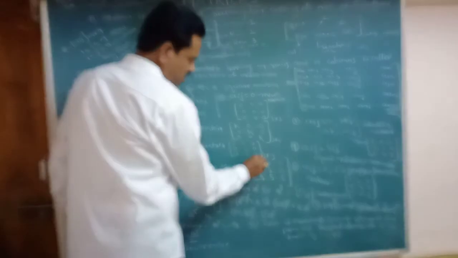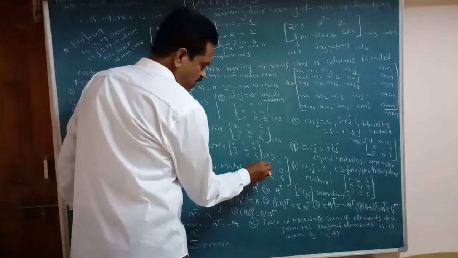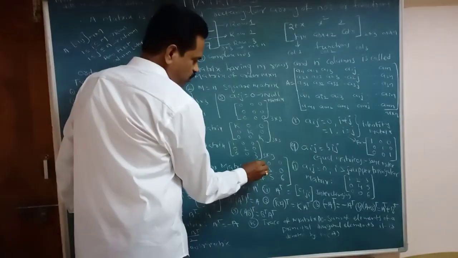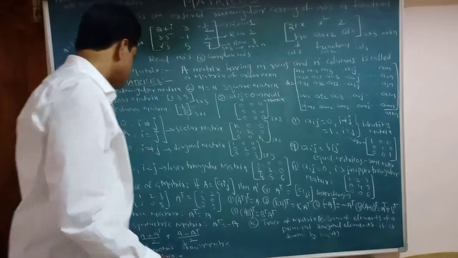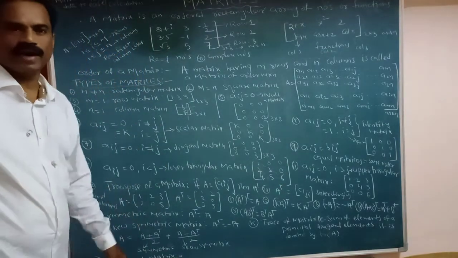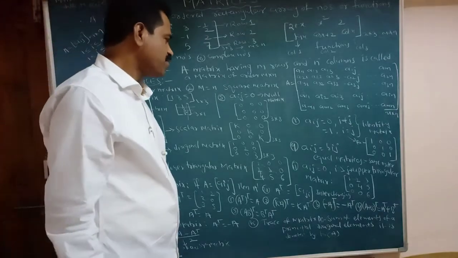So it is the lower triangle. So above the lower triangle, the elements are 0 0 0 0 0. So it is called what here? Lower triangular matrix. Here next one, upper triangular matrix.